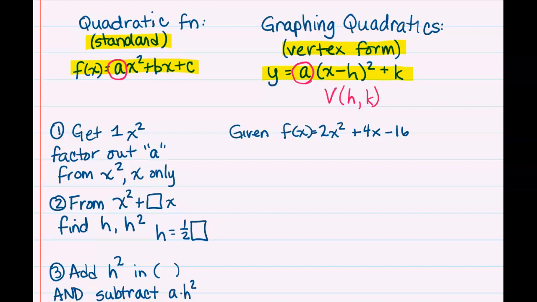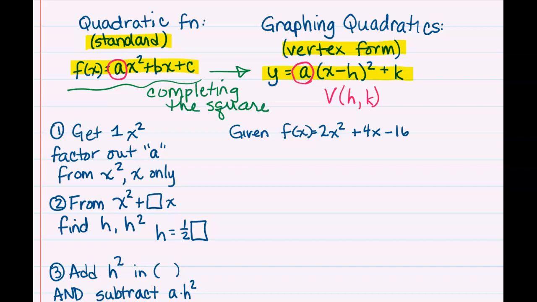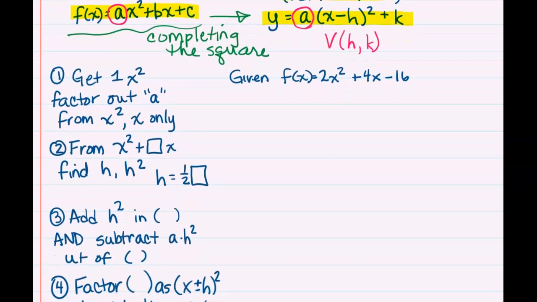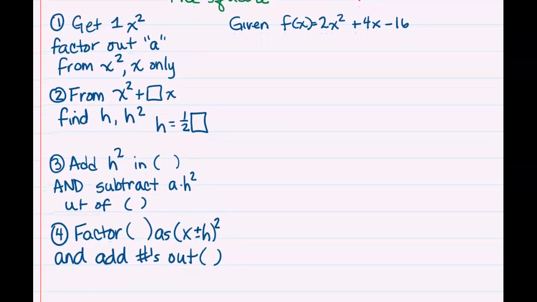However, we're going to notice that it's very difficult for us to graph something that is in standard form. So we would want to be able to change our standard form into our vertex form so that we can graph. We do this by completing the square, and that's what we're going to talk about today. The steps for completing the square are listed here. There are 4 steps. We're going to do an example at the same time so that you can see what we're talking about.